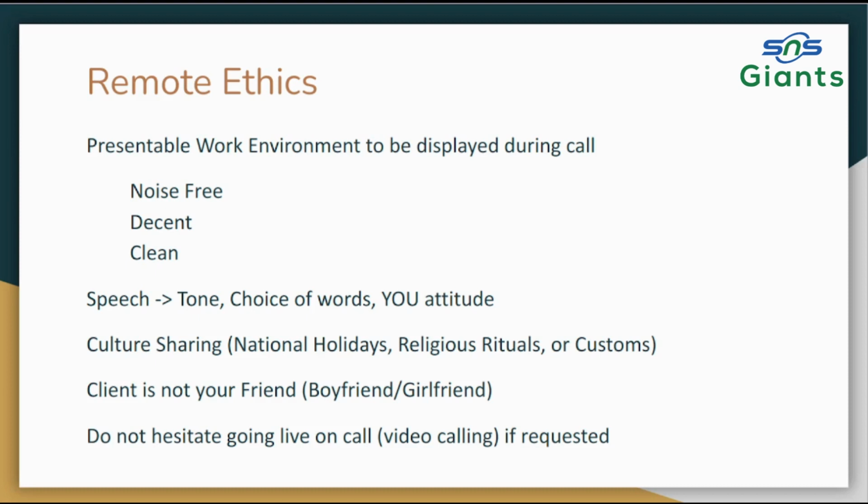After that, you need to share your culture and understand their culture, and obviously try to find some common points between your cultures so that you're on a positive note, and understand their holidays, their rituals and customs. Again, one more thing is that your client is neither your boyfriend nor your girlfriend, they are your client. So deal with them as a client. Don't get into lousy things with them.